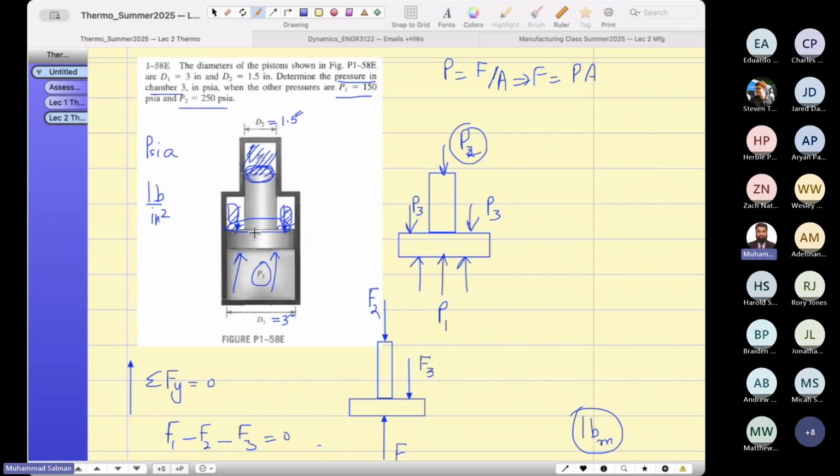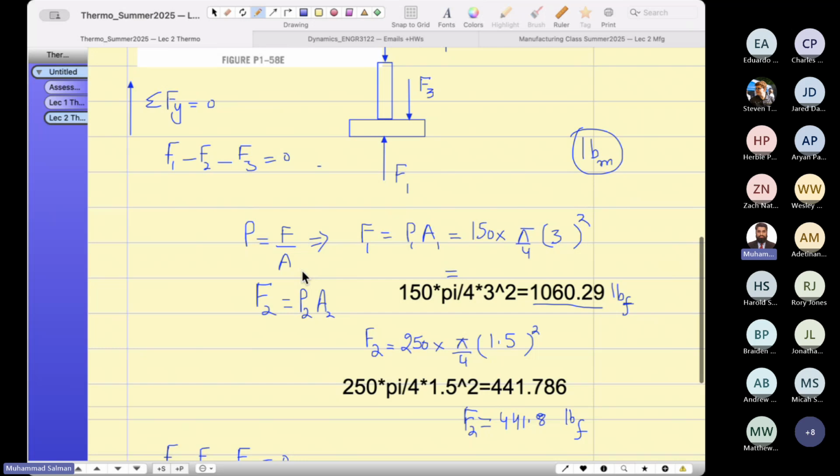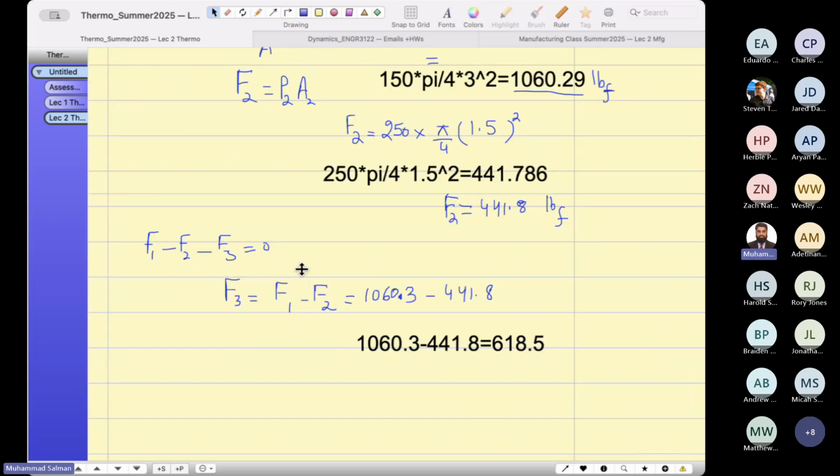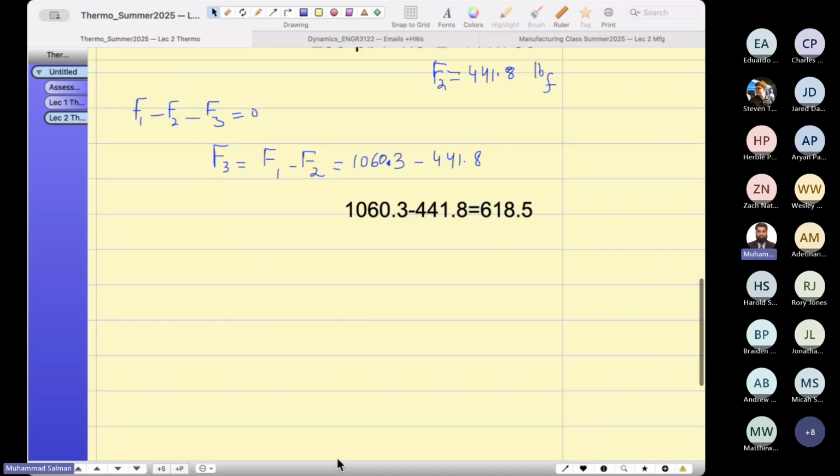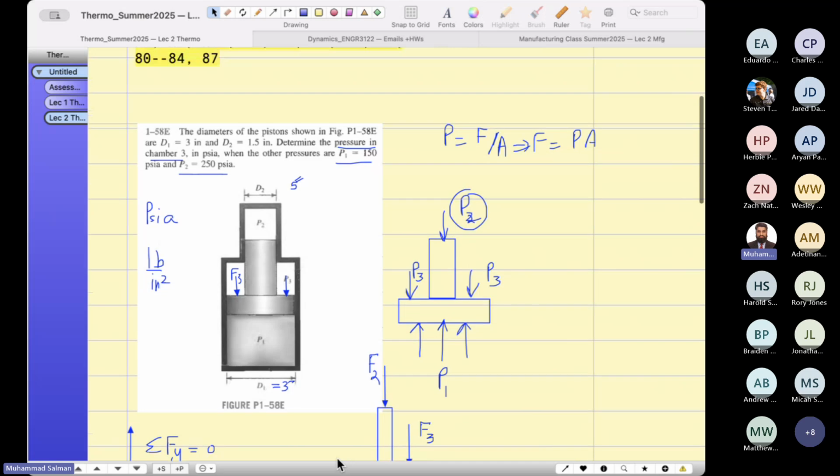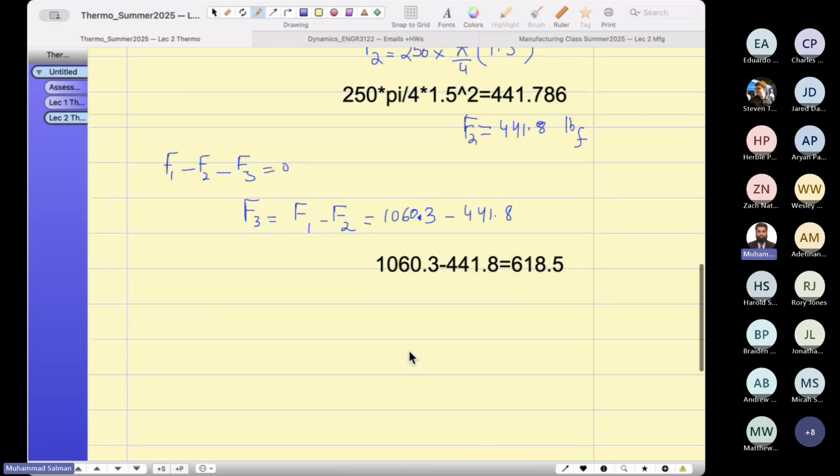Now this is quite a messy figure, but I'm going to show you this figure again. This one is the pressure exerting on this chamber, so we want to find out the force exerting on the top of this piston in chamber 3. That is my objective. The question is to determine the pressure. After we find the force, we can find out the pressure. Pressure equals force over area.